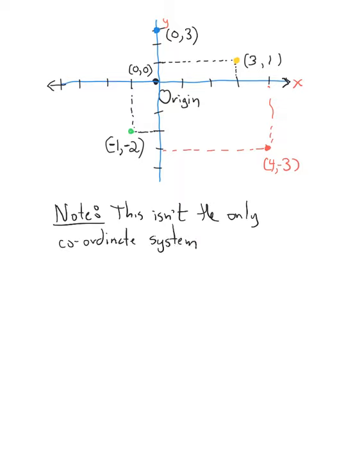So this one here, by the way, is called the Cartesian coordinate system, or rectangular. It's named after the French mathematician René Descartes, back in the 1600s, who came up with this idea of a nice way of determining where points are in space compared to other points. But this isn't the only way you can do it. Let me give you another example.